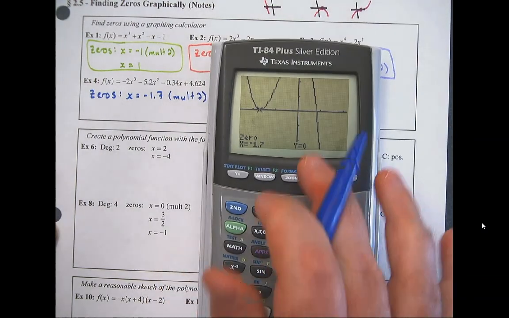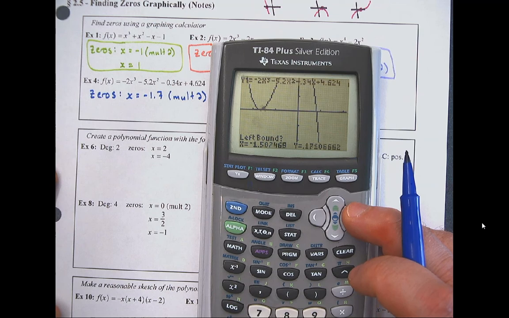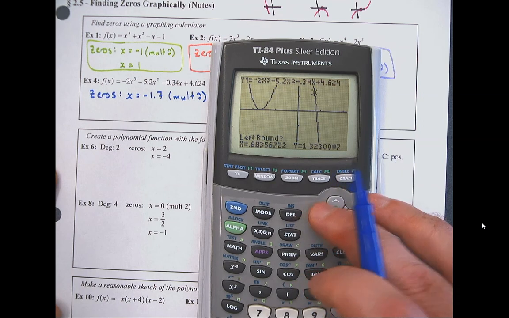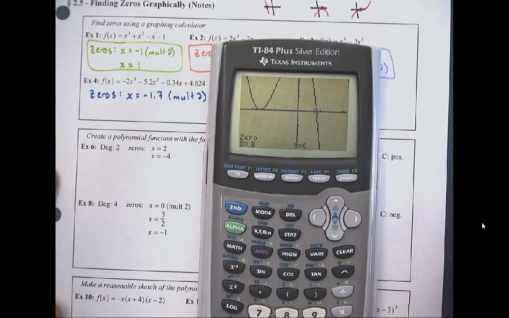Now I've got to go find the other one. Second calc, 0. Be careful, don't hit it too fast, especially those of you who have the fancy new ones. Might just zip right by. You don't even know you went past it. Oop, there we go. Left, enter. Right, enter. Take a guess.